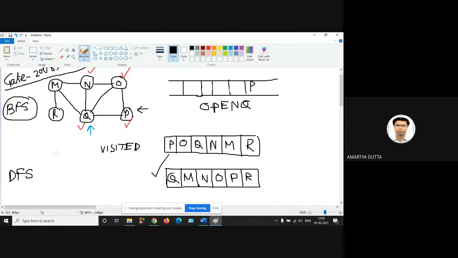Sir, first of all, we'll put the starting node in the top of the stack. So the starting node is here. Let this be your visited. So the starting node is P. Okay, your starting node is P so P is inserted.